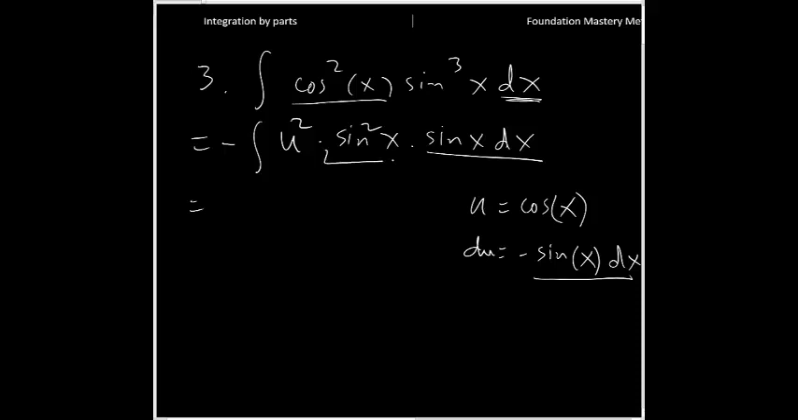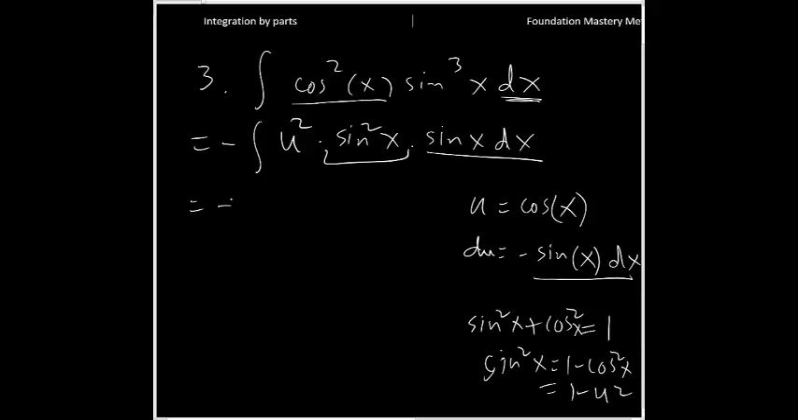So what will happen to this? And you have seen in pre-calculus that one known identity is sine squared x plus cosine squared x equals 1, isn't it? First identity. So then you can see that sine squared x is 1 minus cosine squared x, and we have taken cosine x as u, so it is 1 minus u squared. So then everything now goes to u squared times 1 minus u squared du.